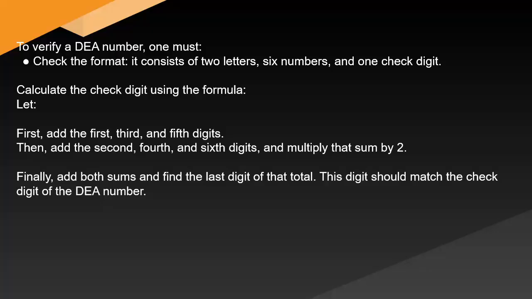Let's first add the first, third, and fifth digits, then add the second, fourth, and sixth digits, and multiply that sum by 2. Finally, add both sums and find the last digit of that total. This digit should match the check digit of the DEA number.